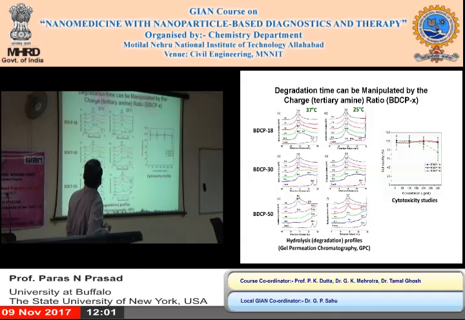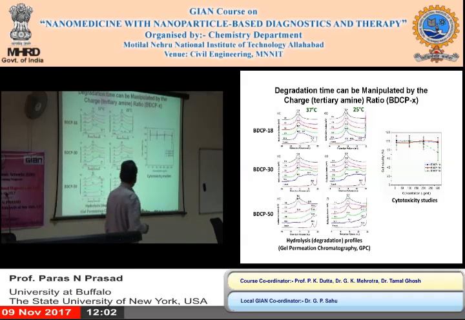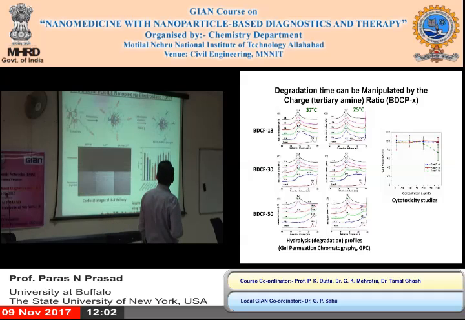Degradation time can be manipulated by charge. So how many amine groups you put versus the other carboxylic groups can determine the charge. And it says that bioelimination depends on many things, the temperature as well as this ratio. So you can manipulate again. Over here you need to use your chemistry insight: what kind of groups you can put in there that will be degraded in the course of time. Cytotoxicity studies we will talk about, how we do toxicity studies also.